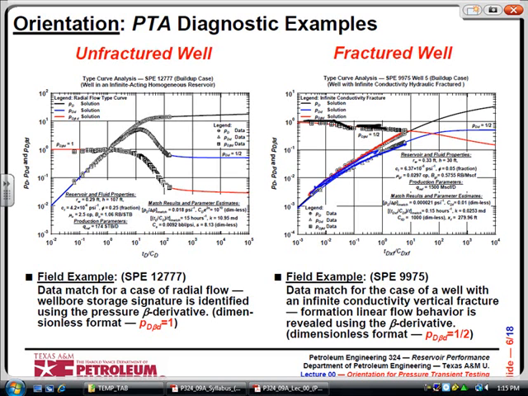What does a half derivative tell us? It is an infinite conductivity vertically fractured well. This is a signature. How many of you like snakes? You know the difference between this snake and that snake? Yeah, you just chop their heads off. Right?